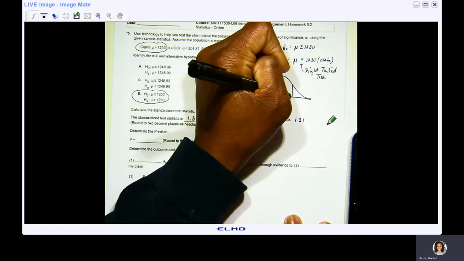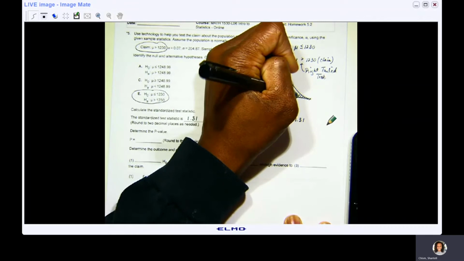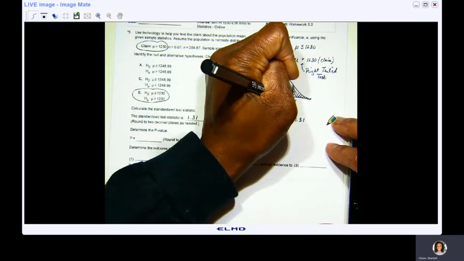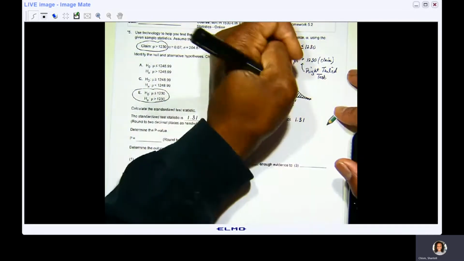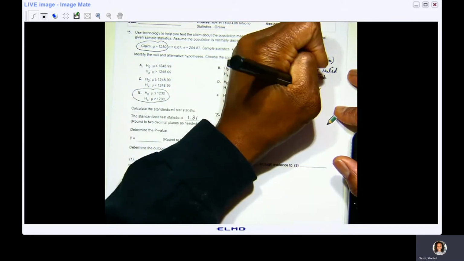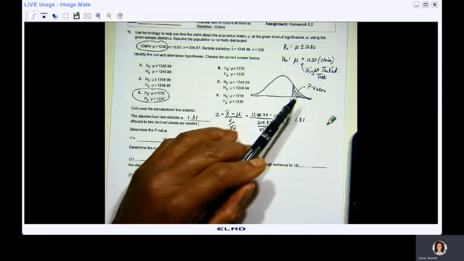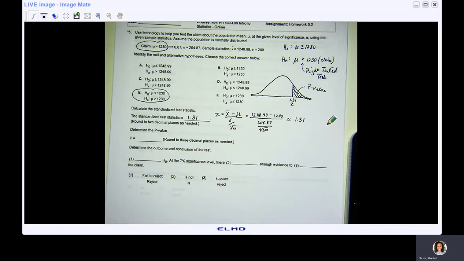So I'm shading here to the right. My test statistic is 1.31. I want the p-value that corresponds to it. P-value is just short for probability value. So it is the area under the curve that corresponds to that z-score, that corresponds to my test statistic.